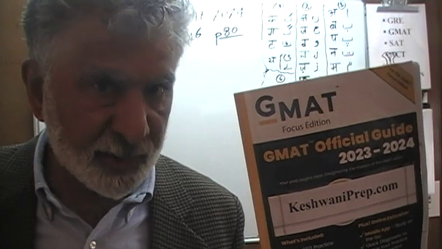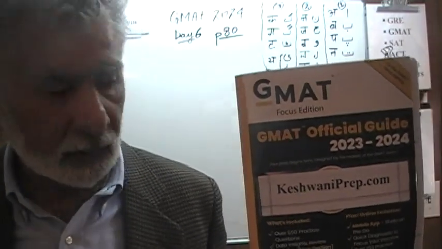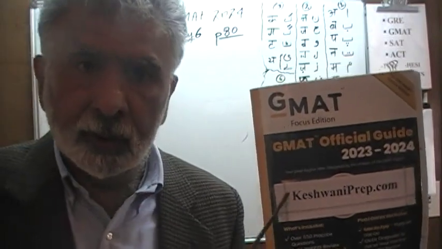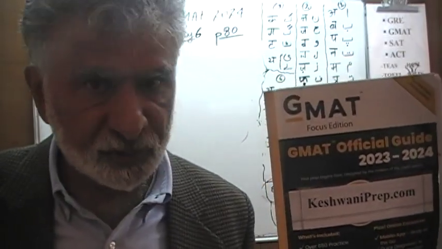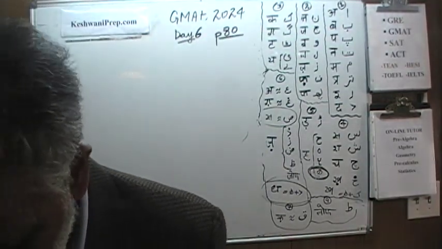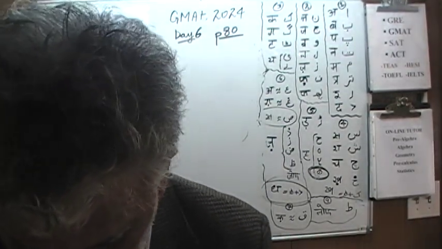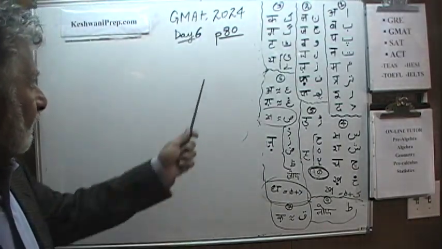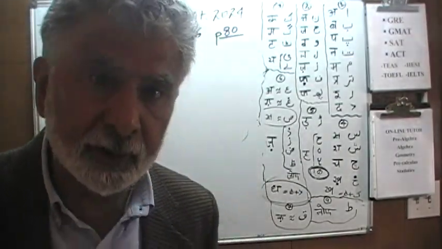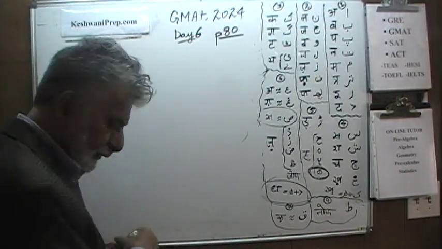We have been solving GMAT math problems out of this book here, the GMAT Official Guide 2024. If you do not own this book already, purchase one immediately. You're going to need it. Always make sure the book is in front of you when you're working with me. Today we'll solve some problems that you will find on page number 80. On page number 80, the very first problem that we see there is number 38. Let's see what it has to say.